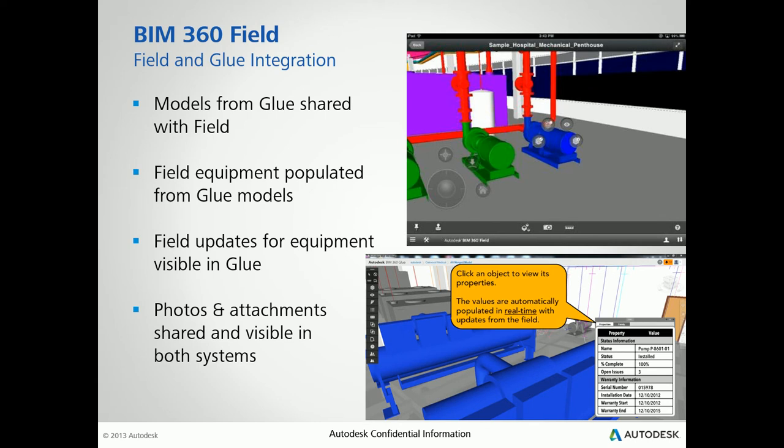The first one is that we are integrating BIM 360 Field with BIM 360 Glue. That way we can get the coordinated project from BIM 360 Glue to synchronize with BIM 360 Field. That way you can get the equipment on BIM 360 Glue and the same equipment on BIM 360 Field, for instance.